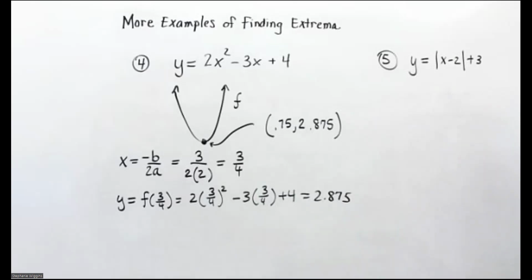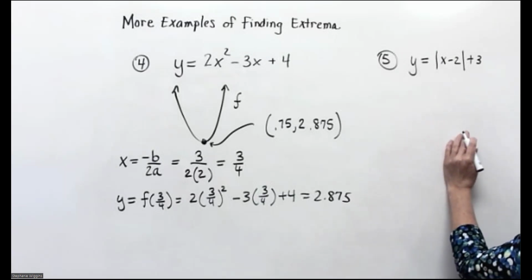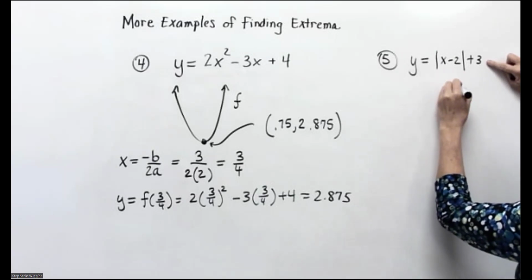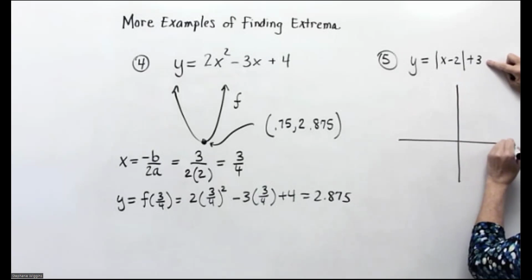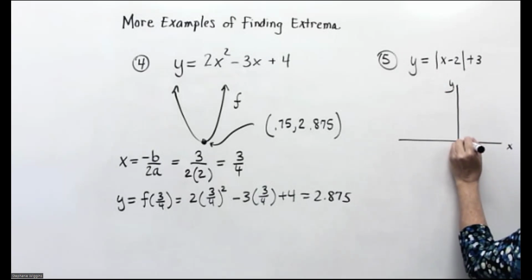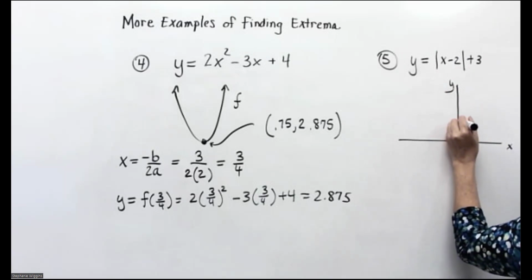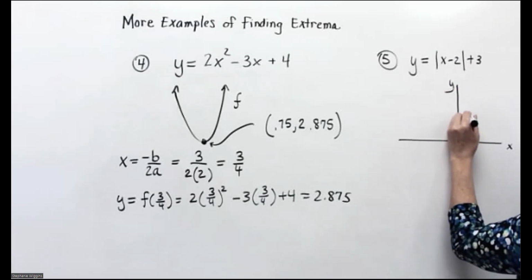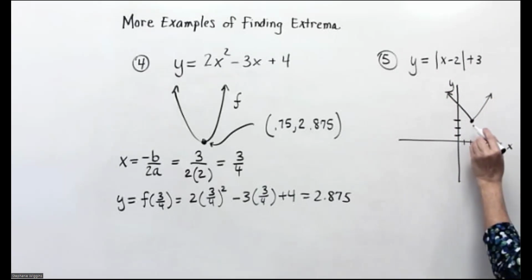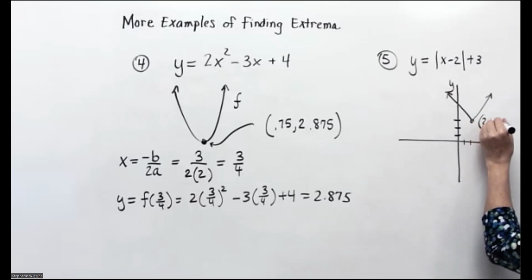Now, in this example here, we have the absolute value function. Again, you would graph this on your calculator. So this is the absolute value function, but it's been shifted, right? It's been shifted to the right by 2 units and up 3 units. So we go to the right 2 units and up 3 units. And we have that classic V shape for the absolute value function. And so this is our absolute minimum, and it's also our local minimum. So we would say this point here is (2, 3).